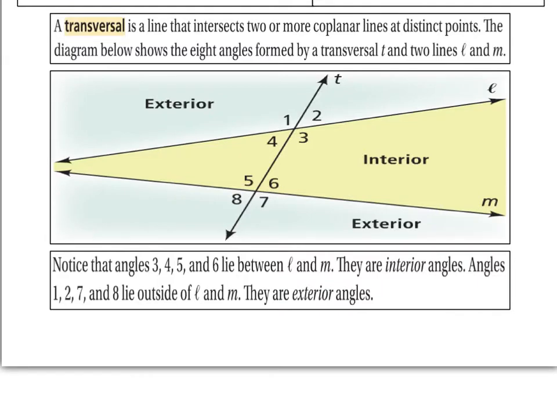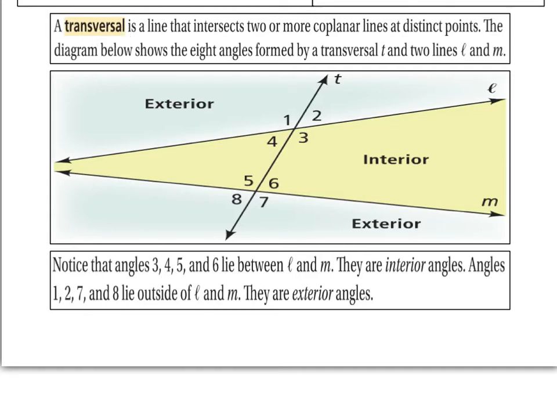This is Introduction to Section 3.1, Part 2. In Part 1 we talked about parallel lines and planes and skew lines. And now we're going to dive into talking about lines and how they're related to each other and where different angles are. So, first thing we're going to talk about here is a transversal.